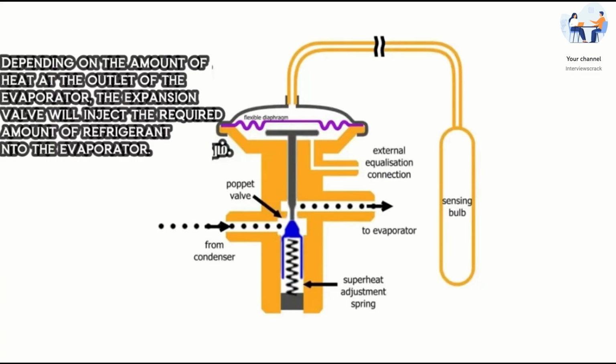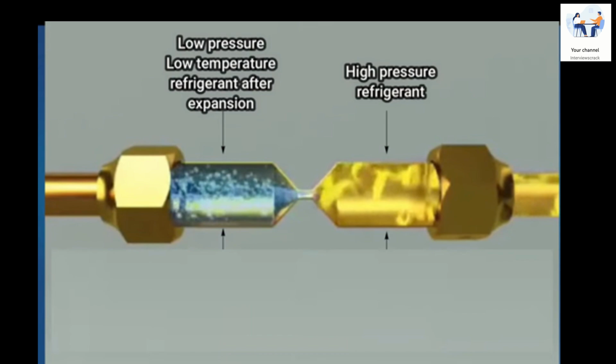This expansion valve is connected to the thermal valve, and the required quantity of refrigerant is sent through this thermal valve, expansion valve, by reducing the temperature and pressure of the refrigerant. So when the refrigerant is coming from the condenser, it is coming as high pressure refrigerant, which is converted to low pressure, low temperature refrigerant with the help of the expansion valve.